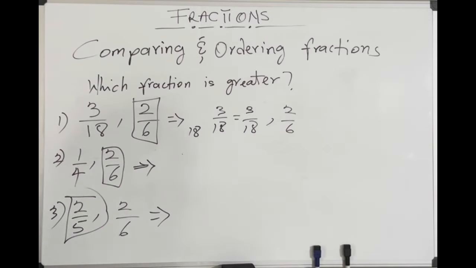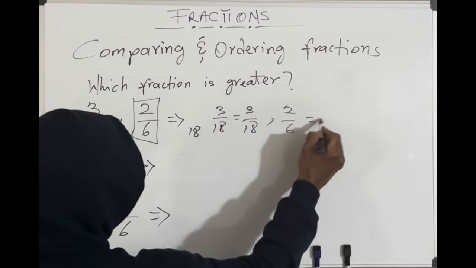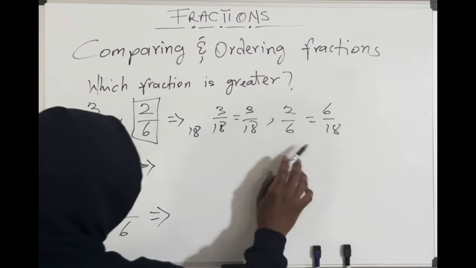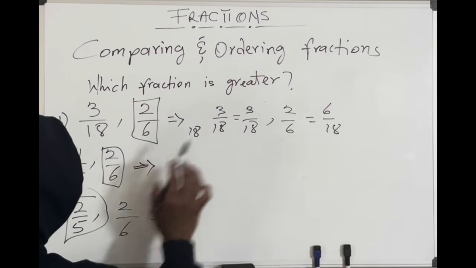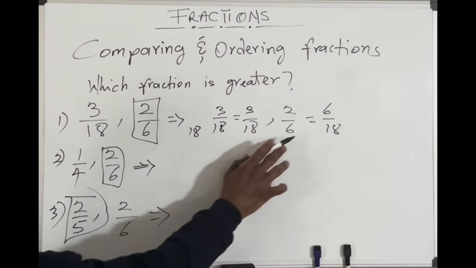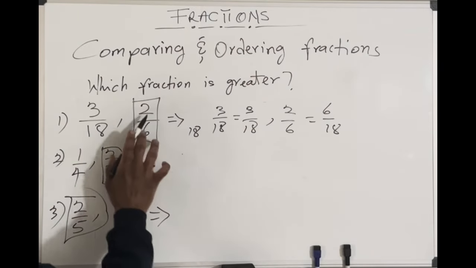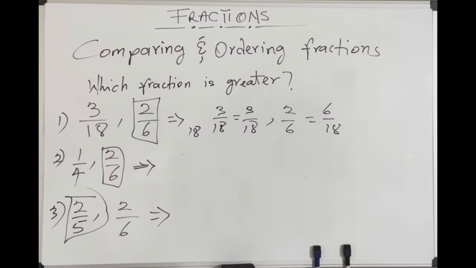6 goes into 18 how many times? 3. And then 3 times 2 is 6. So 6 over 18 and then 3 over 18. Which is the greatest? It is 6 over 18. So it's equivalent to what? 2 over 6. So the first method and then the second method do work. Okay, let's move on to the second question.